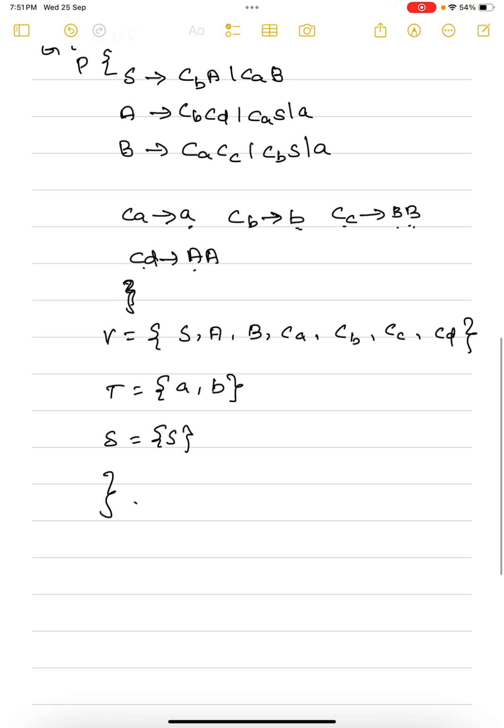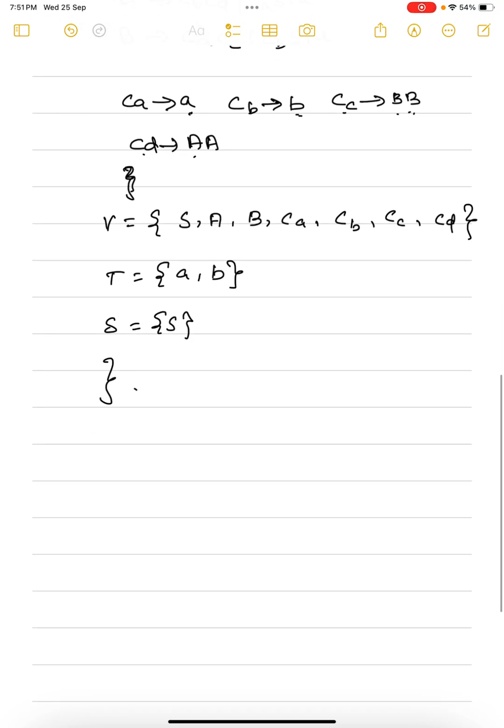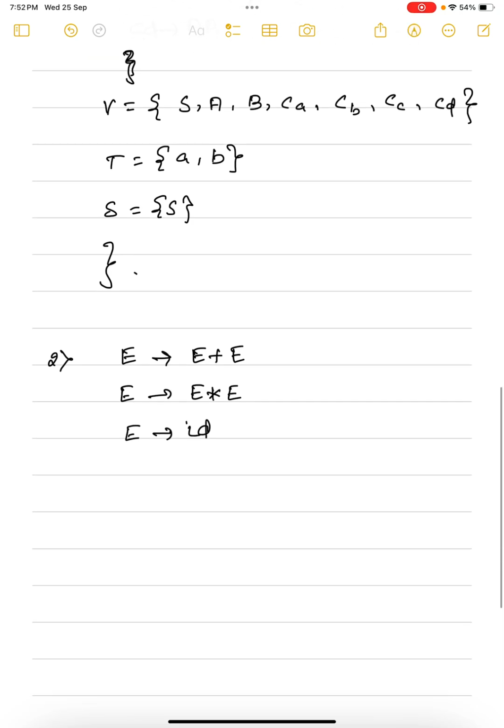Now let me take one more example to explain Chomsky normal form. It is very easy. We don't have any hard and fast rules. The simple thing we need to maintain is the right hand side should have exactly two non-terminals. Let me take one more problem. E goes to E plus E, E goes to E star E, and E goes to ID. This is a grammar for expression.